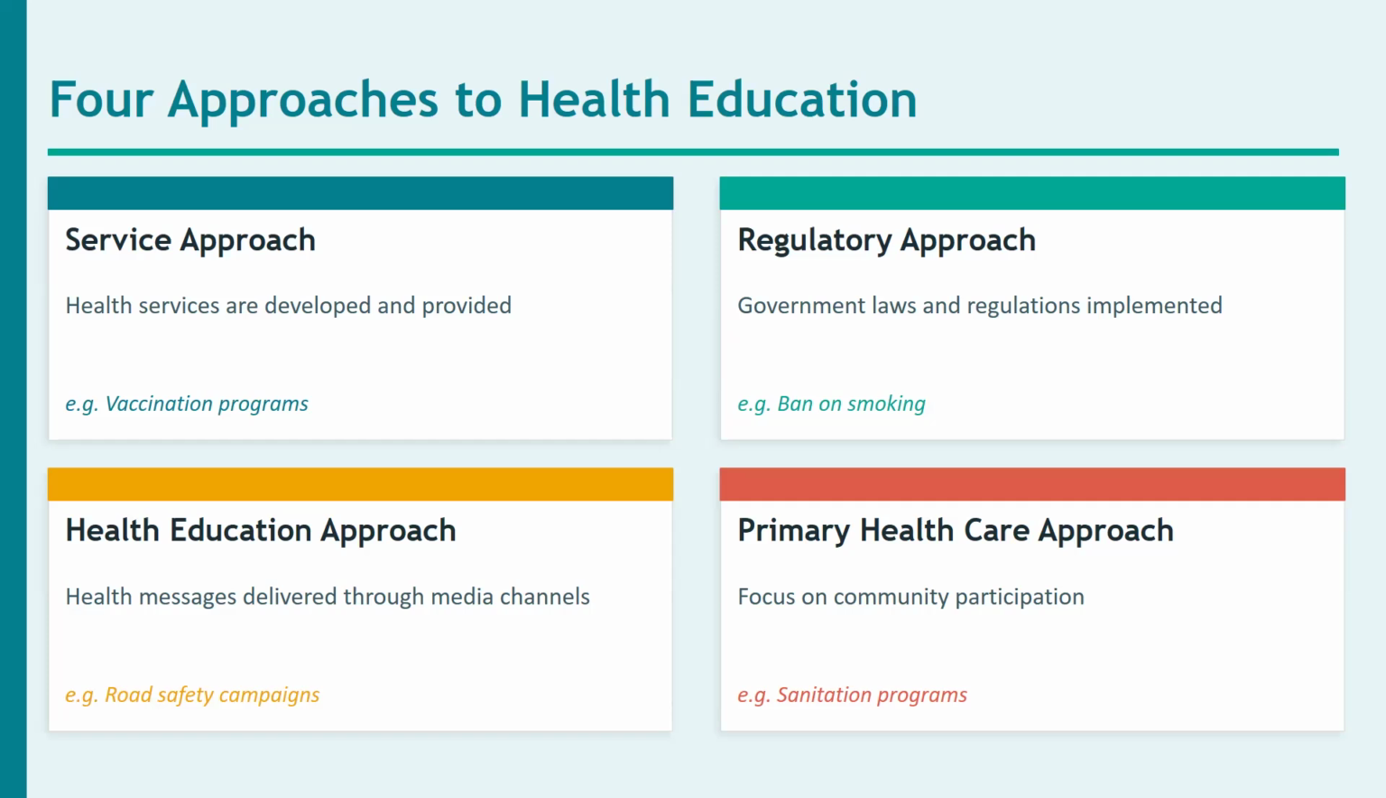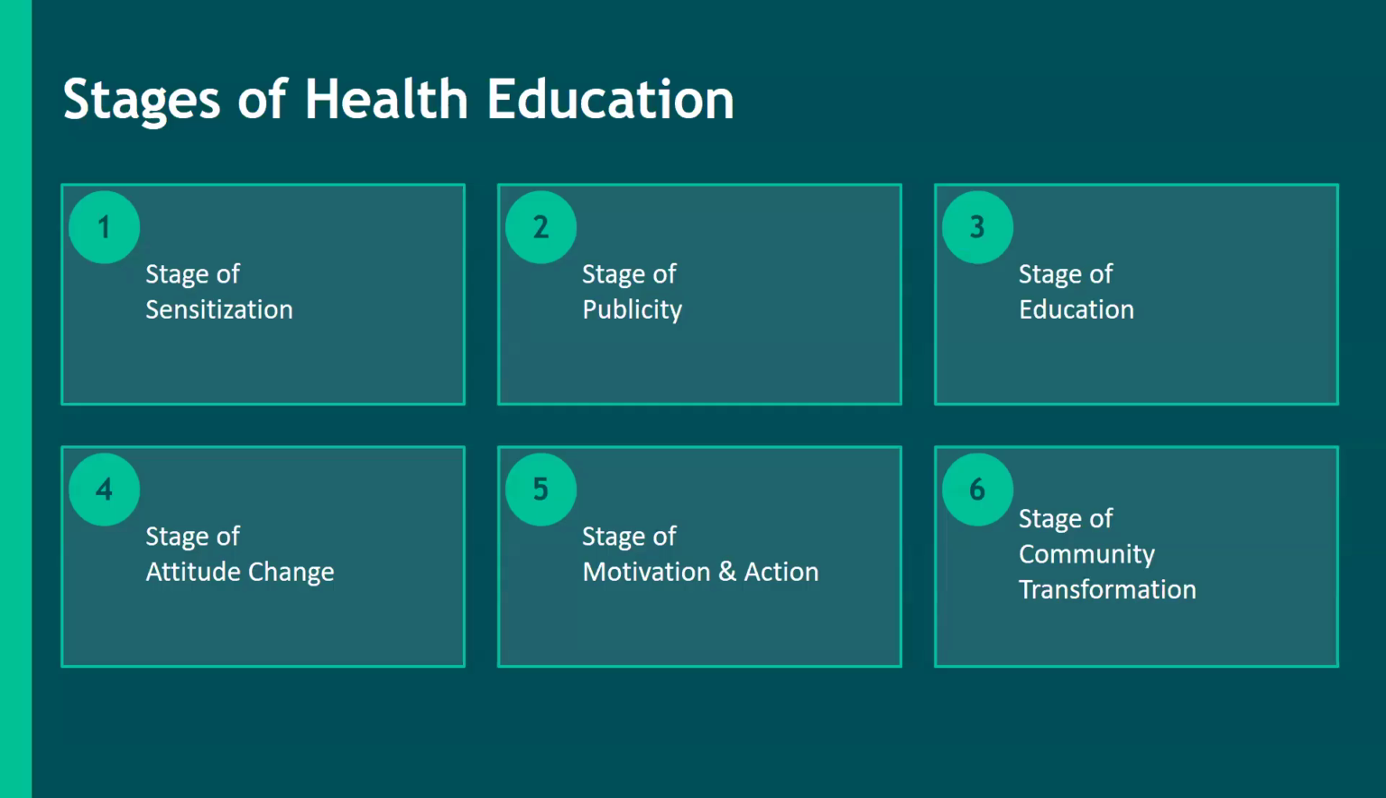Then fourth one is primary healthcare approach, where the focus is on the community participation. For example, the sanitation programs, and they become successful when the community itself participate in the program. Then there are six stages of health education, starting from a stage of sensitization to publicity, then education, then attitude change, then motivation and action, and then at the end, the stage of community transformation.